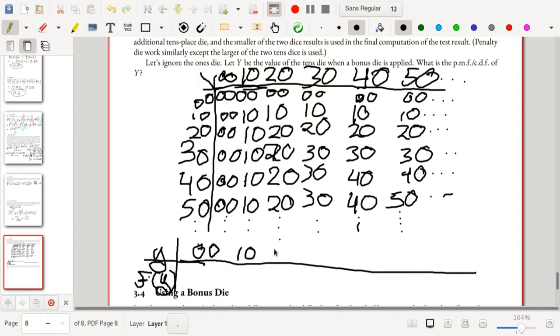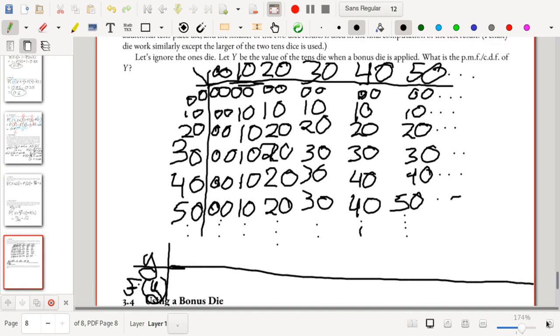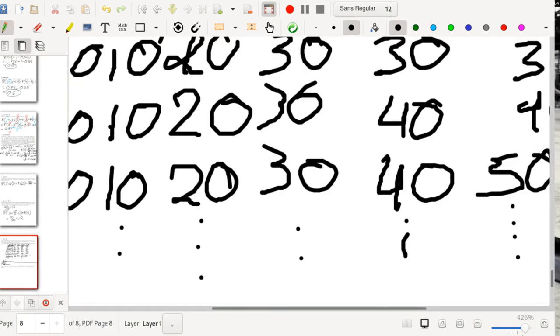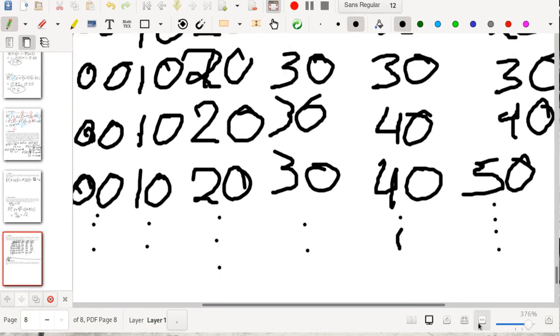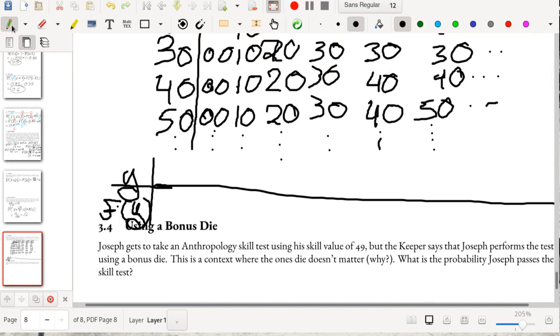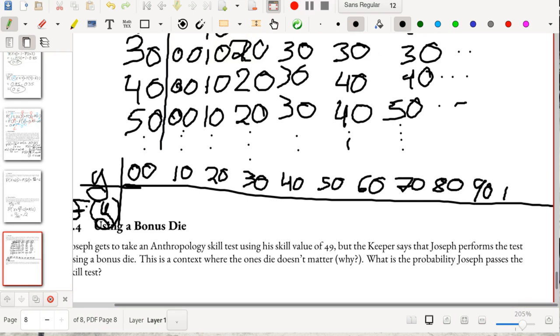So we've got 00, 10, 20, 30, 40. Let's make this smaller because I do actually want to have something for the entire probability mass function. So let's make everything smaller. Okay, that's too zoomed in. All right, so possible values: 00, 10, 20, 30, 40, 50, 60, 70, 80, 90. No, it ends at 90.